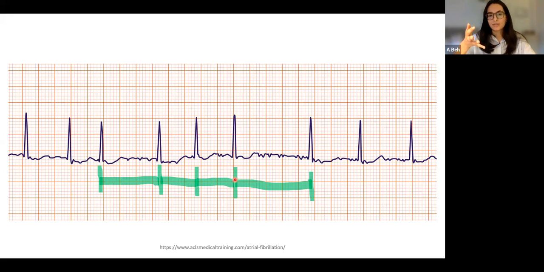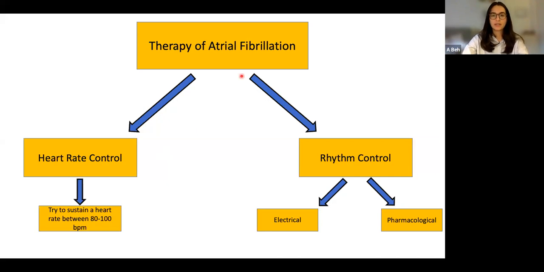Now that we have diagnosed our patient with atrial fibrillation, we want to go on and treat him of this disease. So now to the therapy of atrial fibrillation. There are two main concepts that we follow when talking about atrial fibrillation. One is the heart rate control, where we try to control the patient's heartbeat. And one is the rhythm control, which can be done electrically or pharmacologically, where we try to restore the patient's heartbeat to a sinus rhythm. So first, let's look at heart rate control.